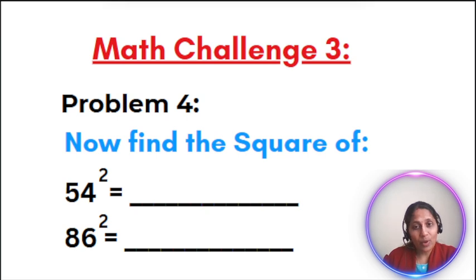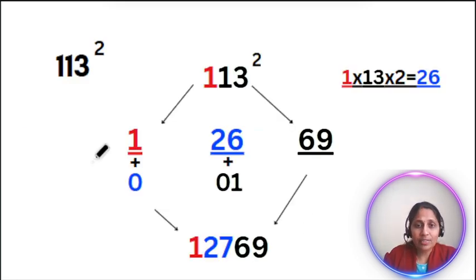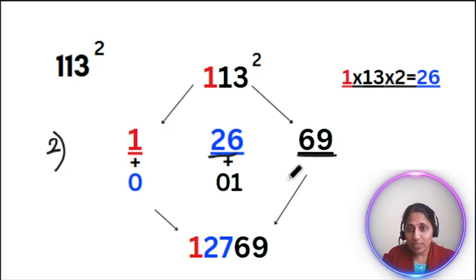Let's move one step forward, which is finding the squares of any 3-digit numbers. It follows the same pattern as your 2-digit number, but the only difference is in our second step, we will be taking 2 digits at a time. In our 2-digit numbers, we take only a single digit, whereas in 3-digit number squares, we will be taking 2 digits.